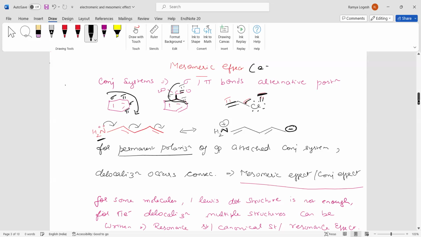So it means it's only about the electronic shifts. Only electrons are shifting here. There is no hydrogen shift that is happening. Understood? Copy down.